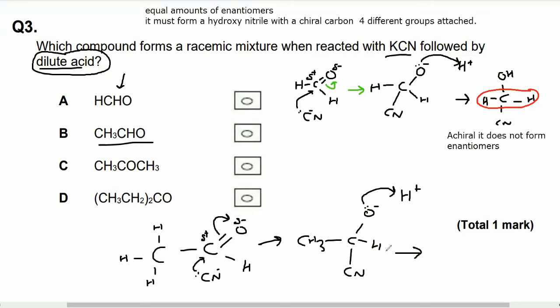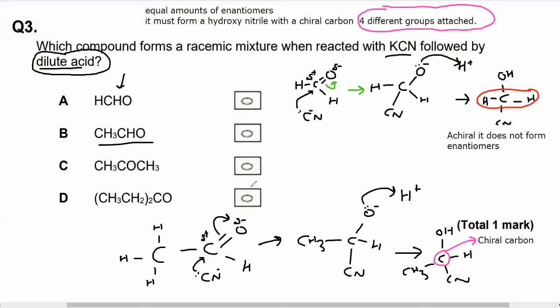And that means our final product is going to have a hydroxy group on top, a hydrogen on the right, a methyl on the left, and a nitrile on the bottom. This means it has 4 different groups. It has a chiral carbon. What does that mean? There are 2 different mirror images of this molecule. It's an enantiomer, and so therefore it can form a racemic mixture. Guess what? The answer's B again, 3 times in a row.